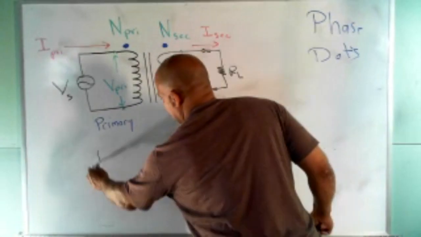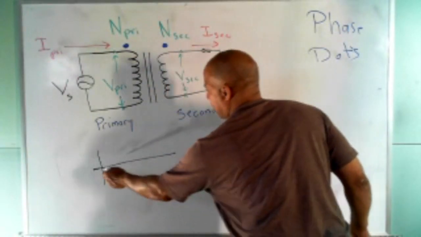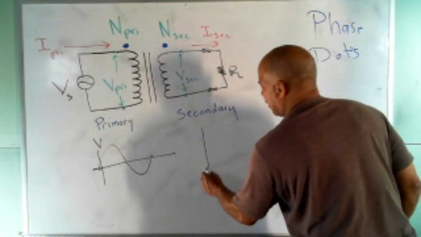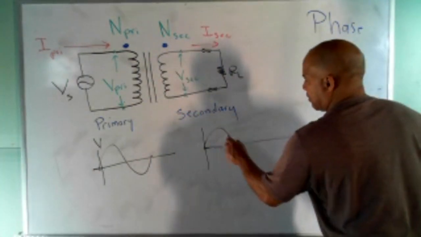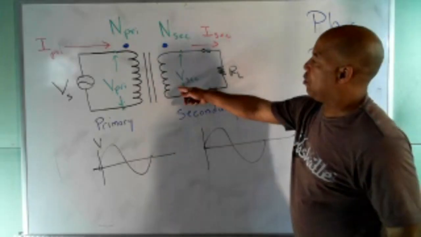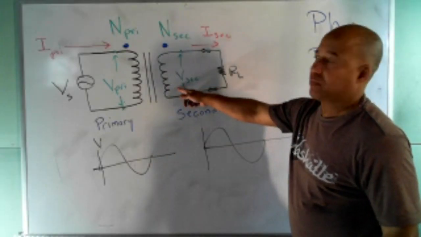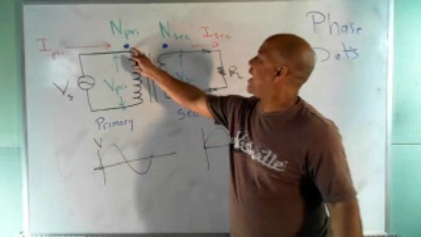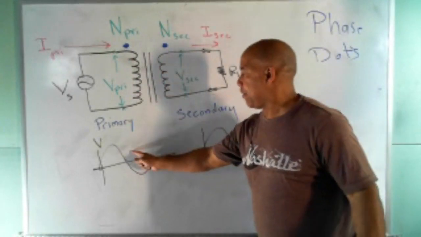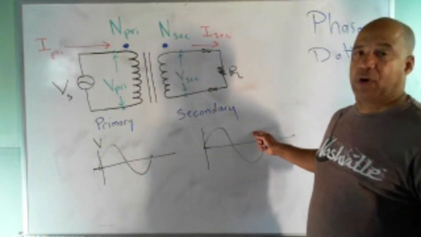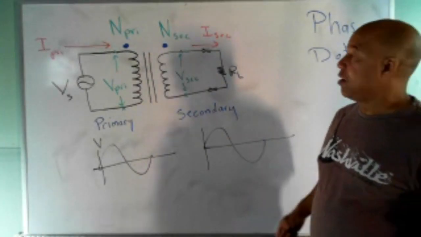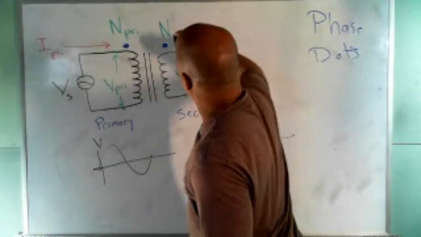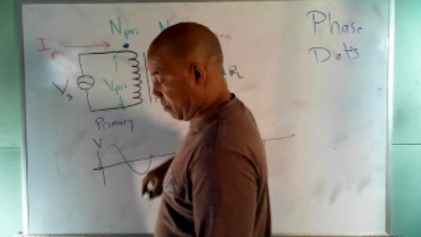If this is my input wave, my primary voltage, and my secondary voltage is like this. But it might be bigger or smaller, depending on if I have more or less coils over here. So these phase dots, what they mean is that the primary voltage and the secondary voltage are in phase with each other. Or I might have something like this, where I have one on the top and the second one might be on the bottom.